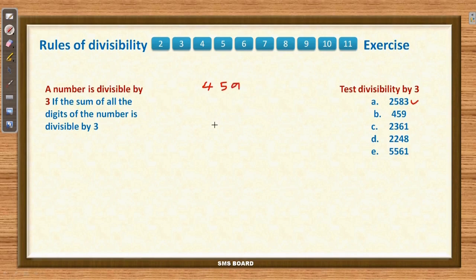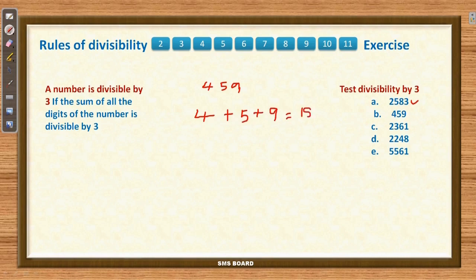459. What are the digits? Here in this number, digits are 4, 5 and 9. And we will add the digits. 4 plus 5 plus 9. This number is equal to 4 plus 5, 9, plus 9, 18.